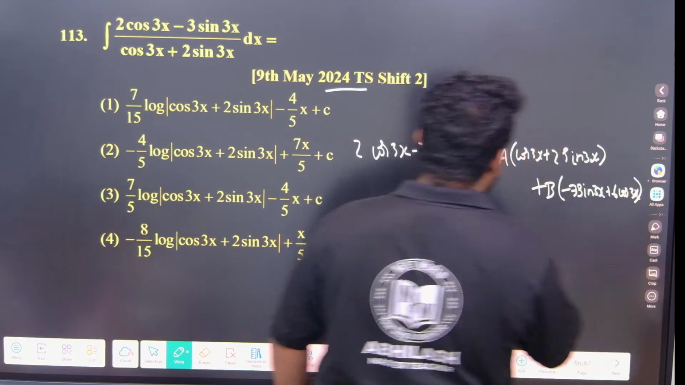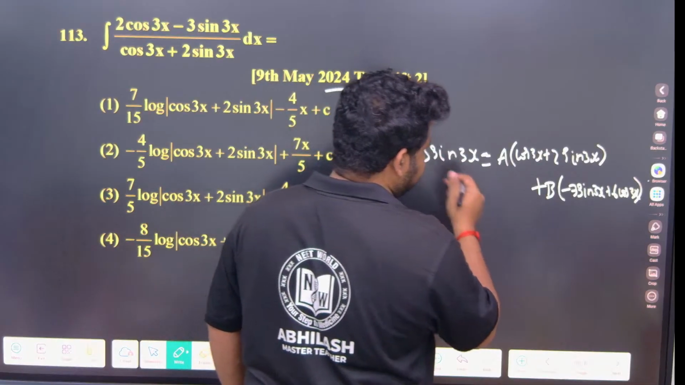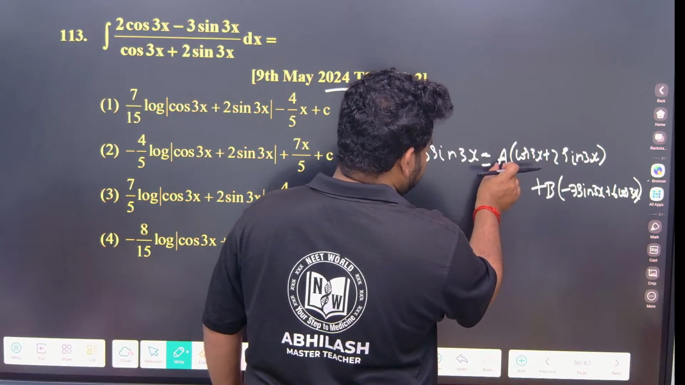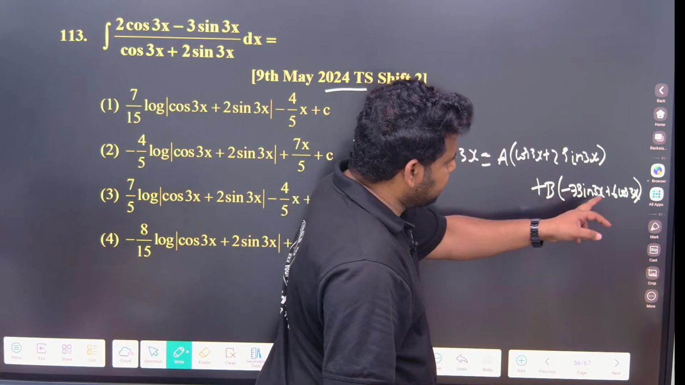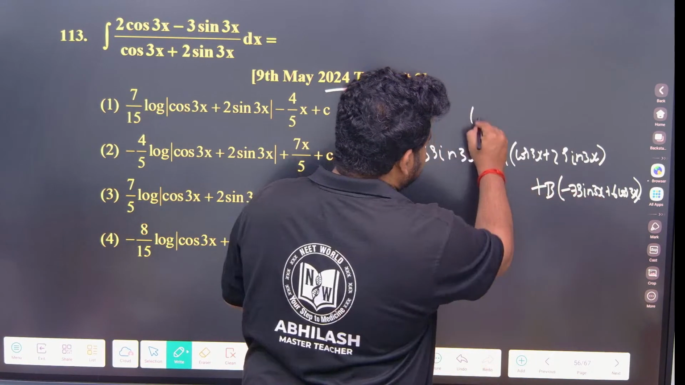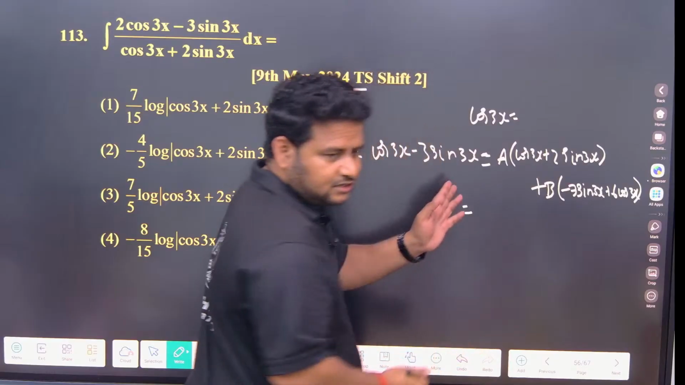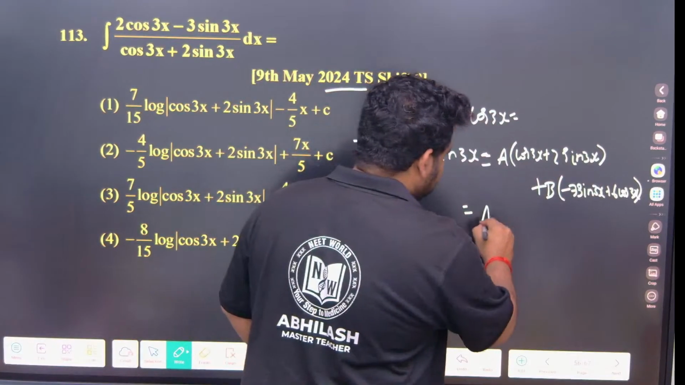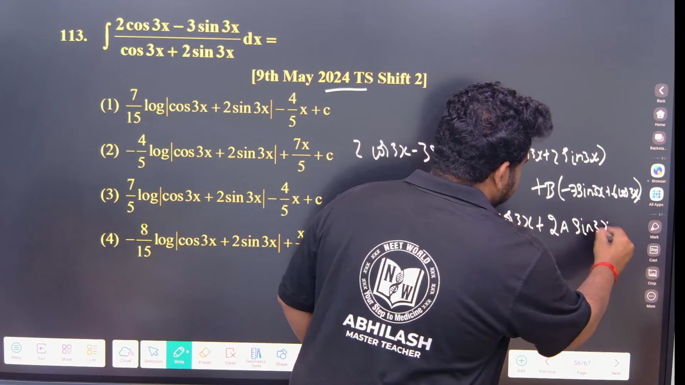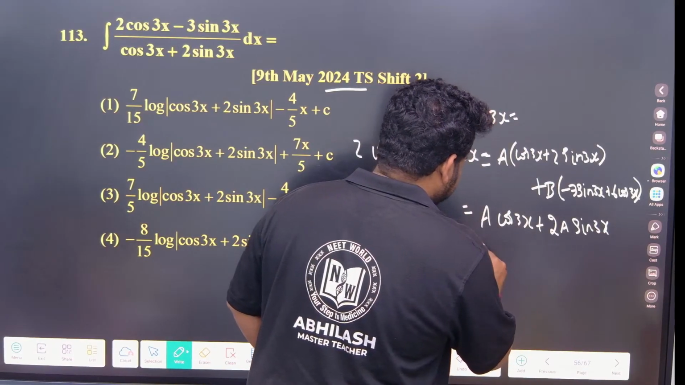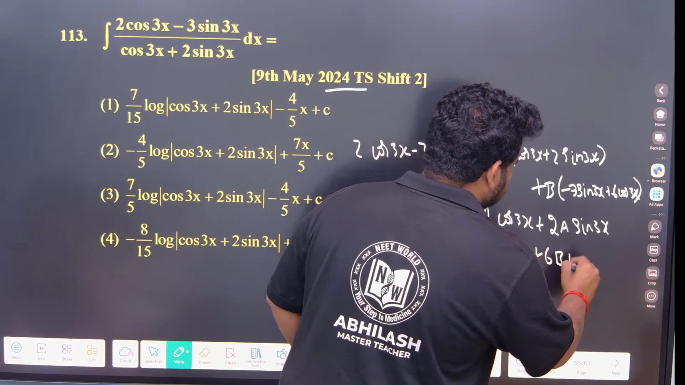Correct? Now what you will do is, cos 3x, just observe here. So a into cos 3x, and here it is b into 6 cos 3x. So the coefficient of cos 3x on the left is 2. Let me multiply, then you will not have any confusion. A into cos 3x plus 2a into sin 3x, next minus b into minus 3b into sin 3x plus 6b into cos 3x.